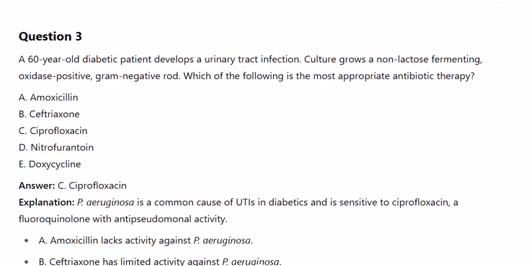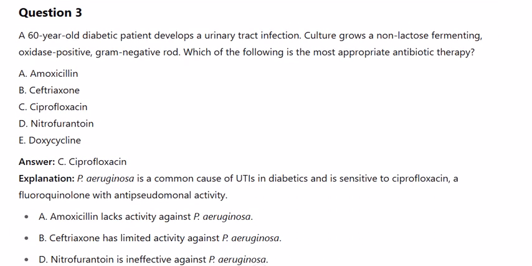Question 3. A 60-year-old diabetic patient develops a urinary tract infection. Culture grows a non-lactose fermenting, oxidase-positive gram-negative rod. Which of the following is the most appropriate antibiotic therapy? A. Amoxicillin. B. Ceftriaxone. C. Ciprofloxacin. D. Nitrofurantoin. E. Doxycycline. Answer C. Ciprofloxacin.